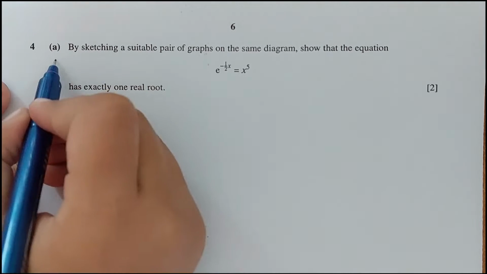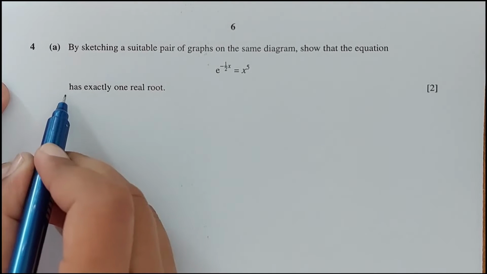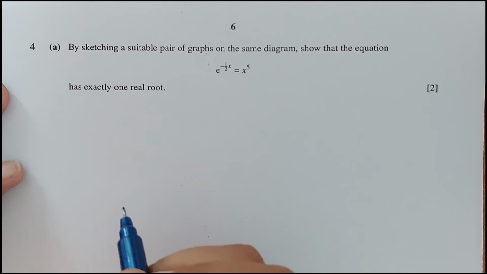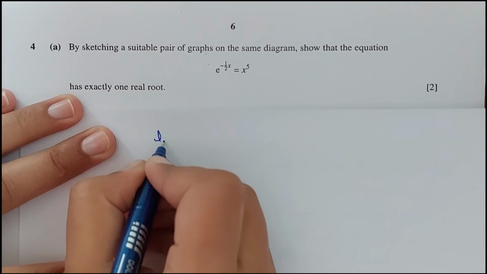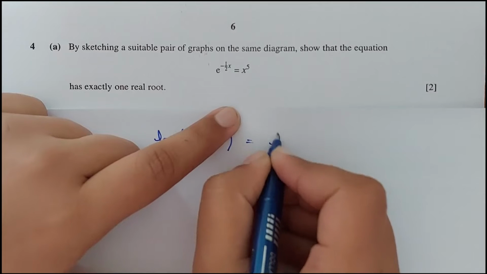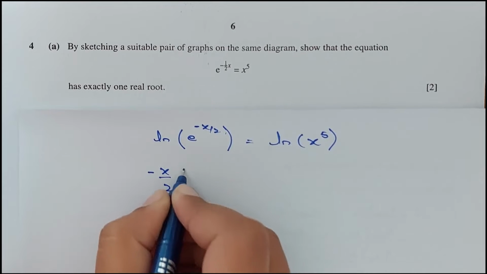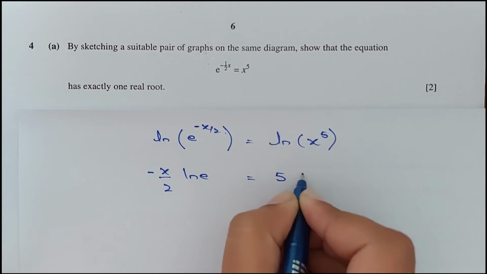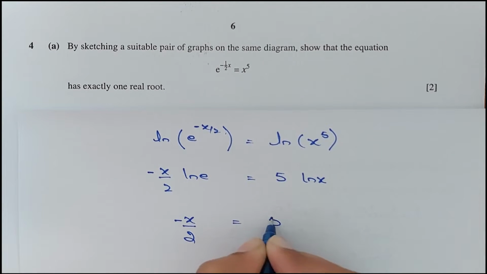Question number 4, part A. By sketching a suitable pair of graphs on the same diagram, show that the equation has exactly one real root. Okay, so it is easy if I take natural log on both sides, and then we can do the sketch. Taking ln of e power minus x by 2 equals ln of x power 5. So minus x by 2 ln of e equals 5 ln x. ln of e is just 1, so minus x by 2 equals 5 ln x.